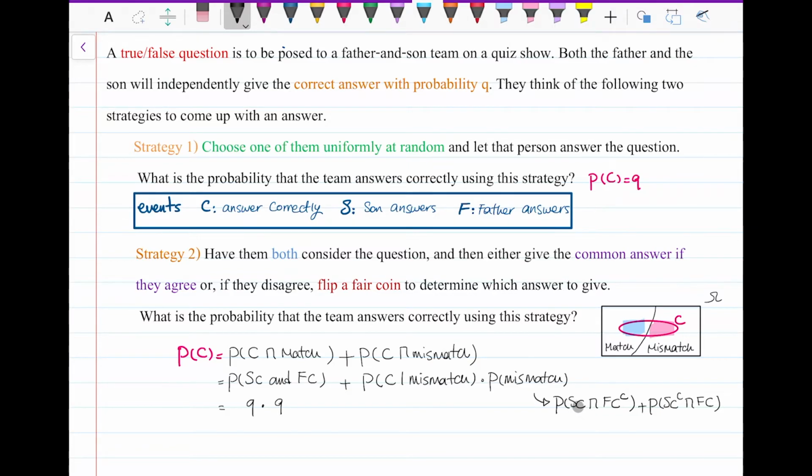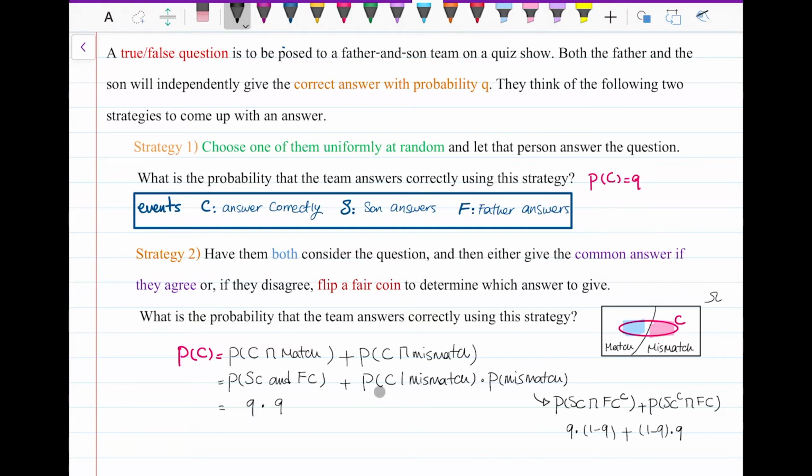So the son gives the correct answer. The probability that the son gives the correct answer is given as Q. And the probability that the father gives the incorrect answer would be 1 minus Q. Plus, the son gives the incorrect answer, which would be 1 minus Q, times the father gives the correct answer, Q, and each one of them are independent from each other. That's why we can multiply them together. So this is the probability of mismatch.